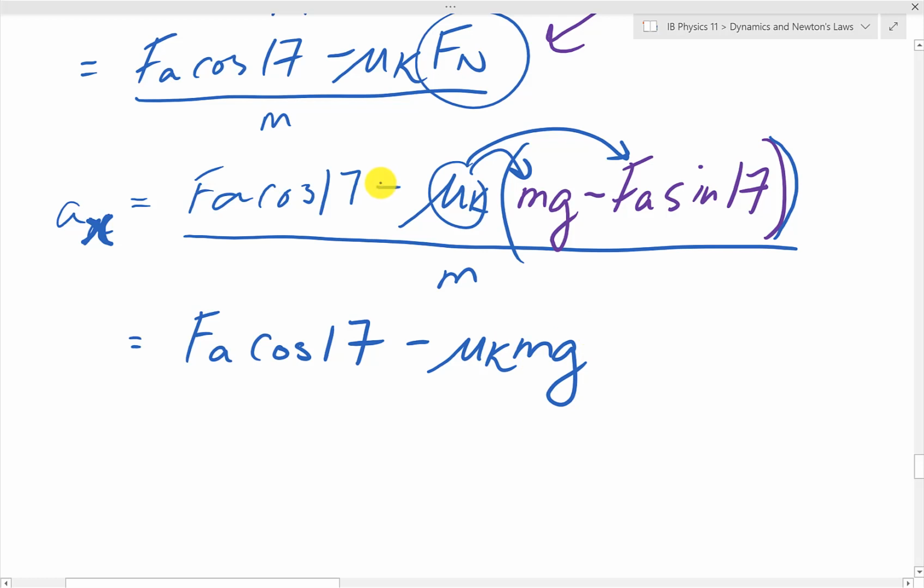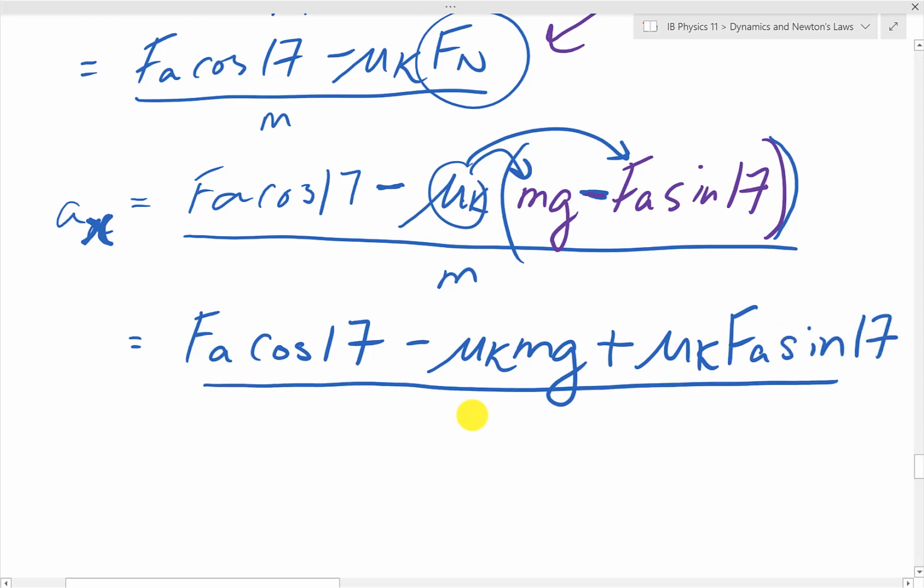Notice now that we have minus mu k, and that minus is going to multiply by another minus. So when we multiply this in, these two minus signs multiply to give us a positive sign. So we get positive mu k Fa sine 17. And all of that divides by mass.